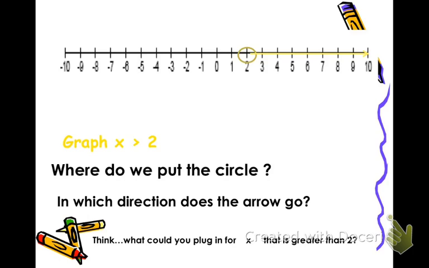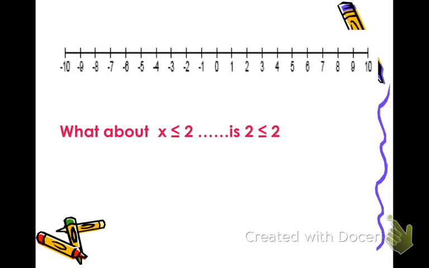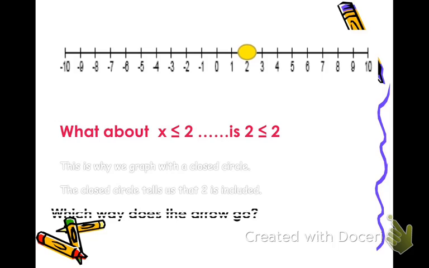Okay? One thing is if you're solving an inequality and the variable is on the left-hand side of the symbol, you can look at which way the symbol's pointing. It's like an arrowhead pointing you in the right direction. What about x is less than or equal to 2? Is 2 less than or equal to 2? The answer is yes, because of the equal sign part of that symbol. That's why we graph it with a closed circle, because the closed circle tells us that 2 is included. And then the arrow goes left.